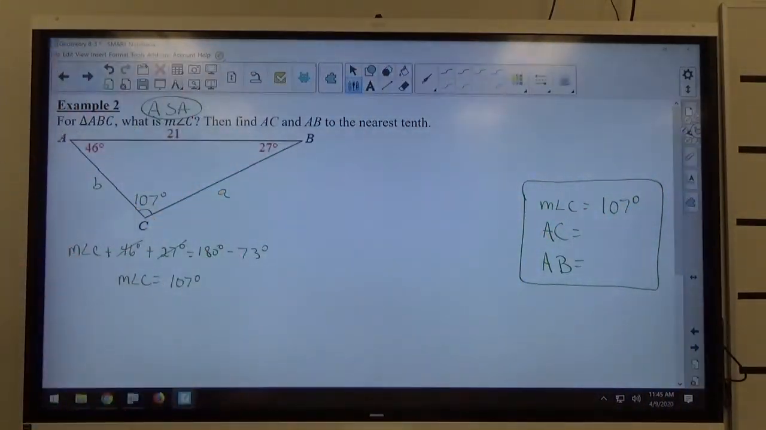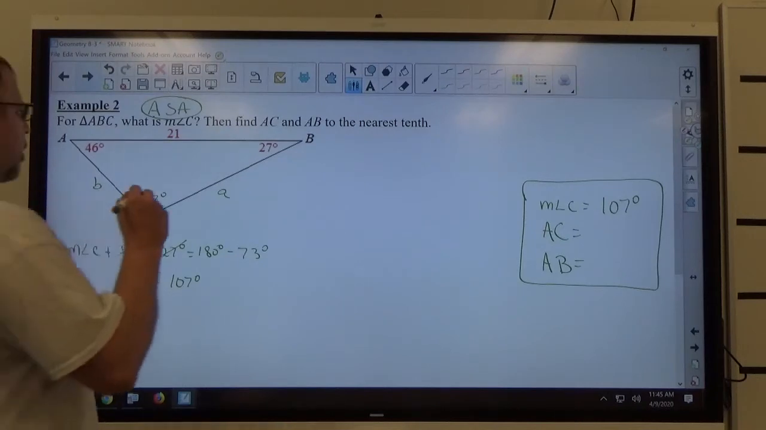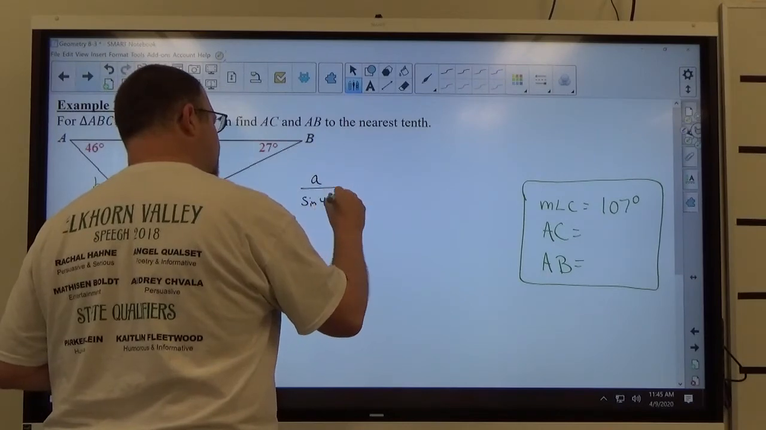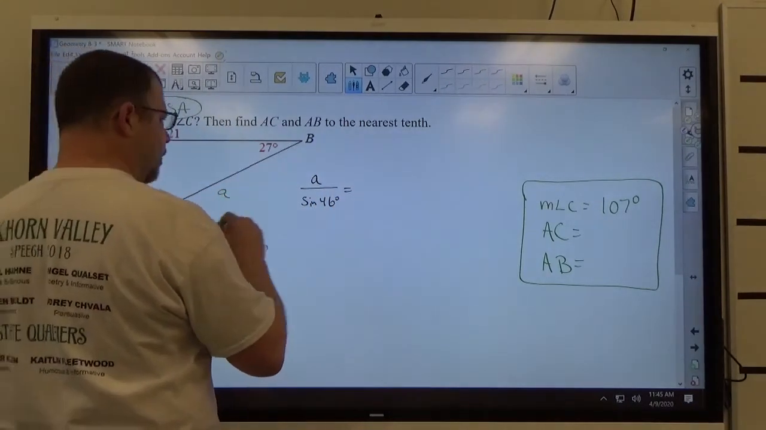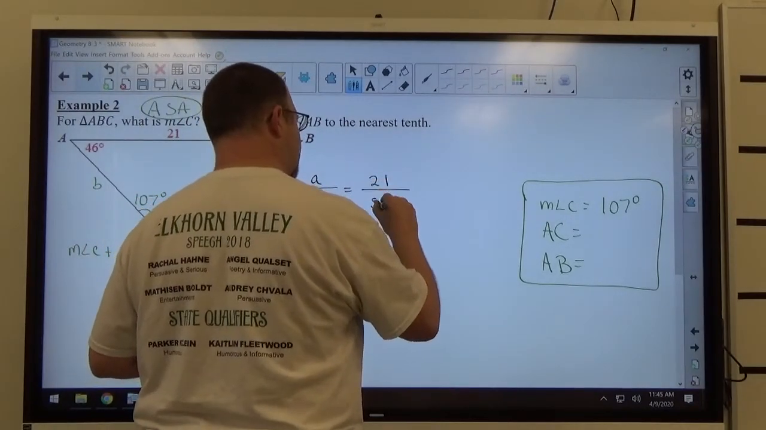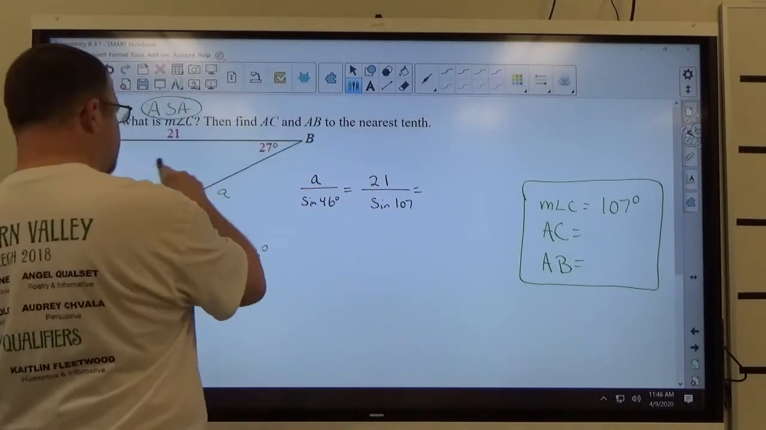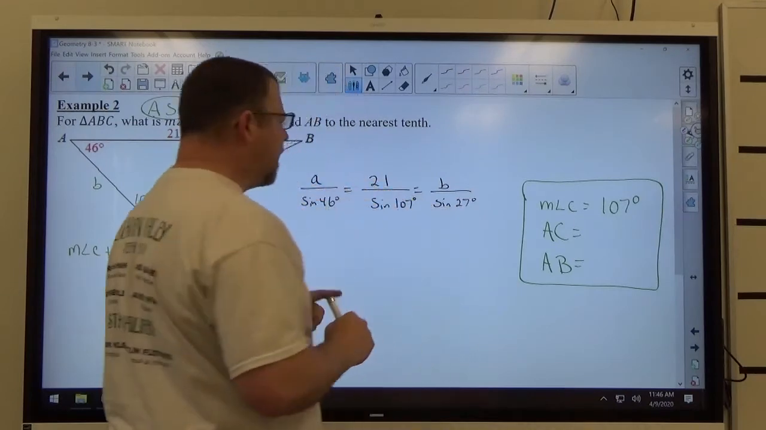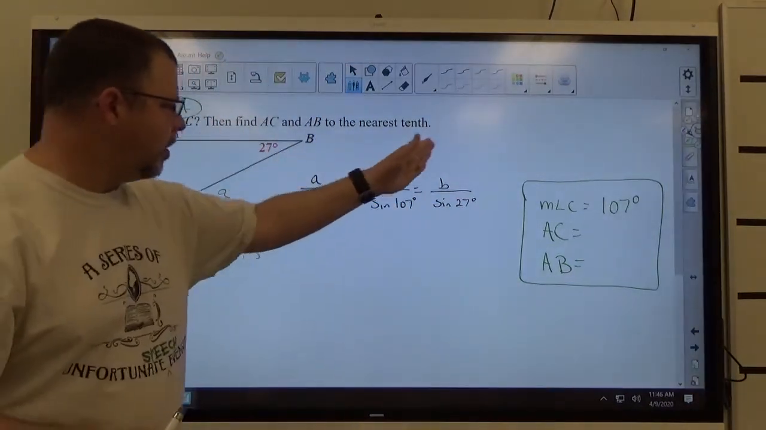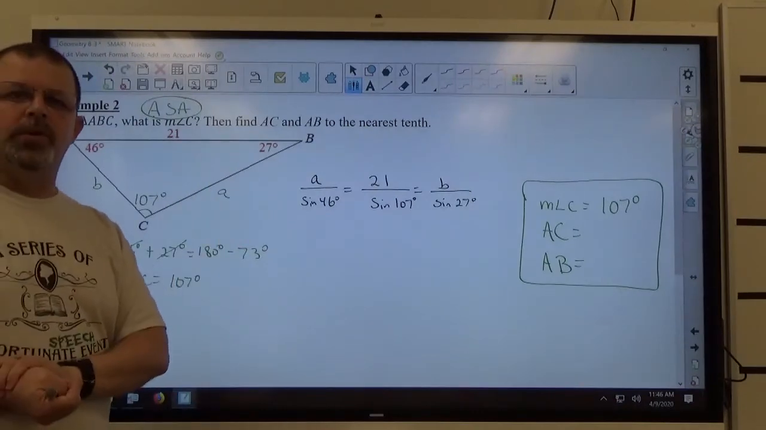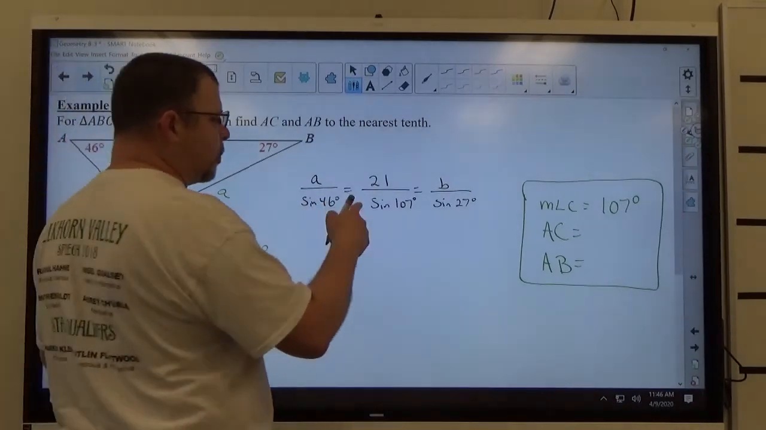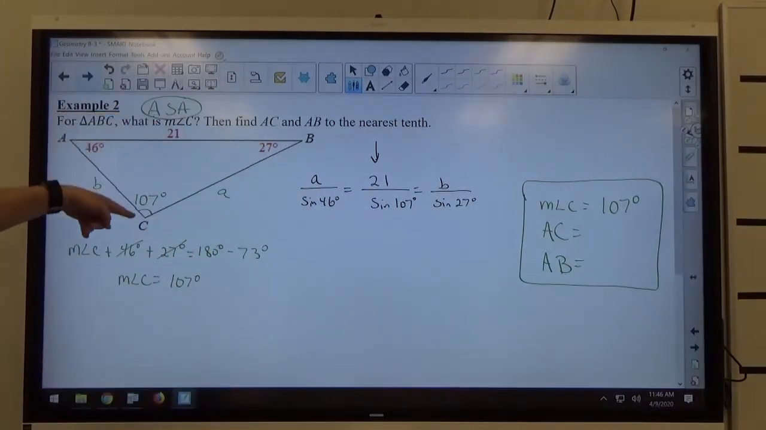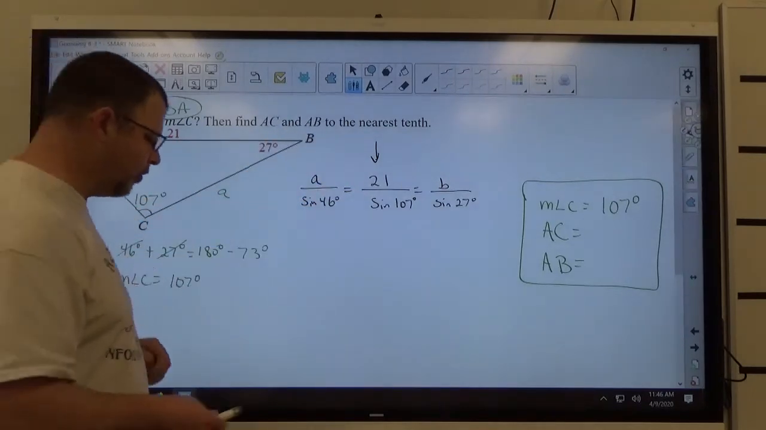Once I've established what angle C is, again, I just use law of sines. I'm going to go A over sine of 46 equals 21 over sine of 107 equals B over sine of 27. Don't get hung up on alphabetical order when you're doing these. I want A, C, B order. It doesn't matter, the fractions are all equal to each other. Whatever order you put them in doesn't matter. I did it purposely like this because I knew this was my fraction that had all the numbers in it. I could see very clearly that 21 and 107 were both known values, so I knew that fraction would have all known values in it.